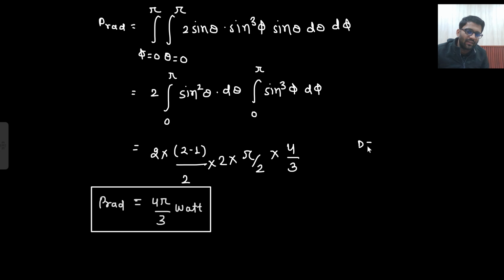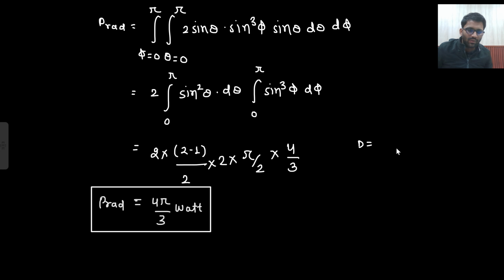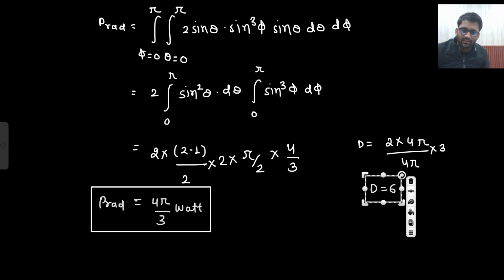So what is directivity? Directivity is U max, that is 2, into 4 pi divided by P radiated, 4 pi by 3. So directivity is 6. That's it. This is the answer. Very easy question. Now the next question that you need to do on your own.